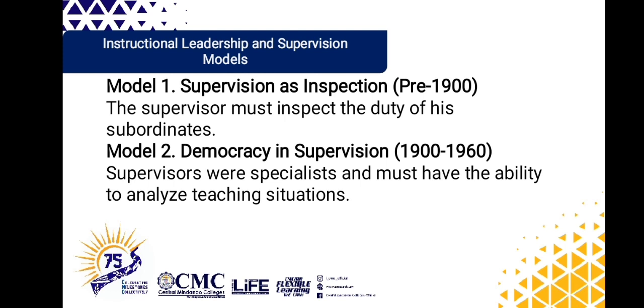Next is Model 2, or democracy in supervision. Supervisors were specialists and must have the ability to analyze teaching situations. The period between 1900s and 1960 witnessed a shift towards a more scientific approach to supervision. By this, the teacher must have the ability to analyze teaching situations and do something to monitor his or her students. For example, not all students have the same attitude and capacity to learn. Some of them are slow learners and some of them are fast.